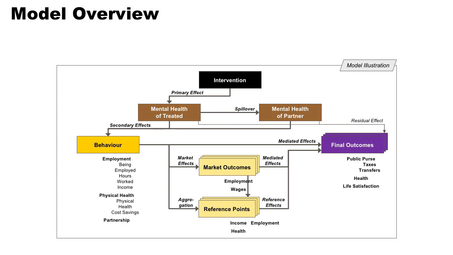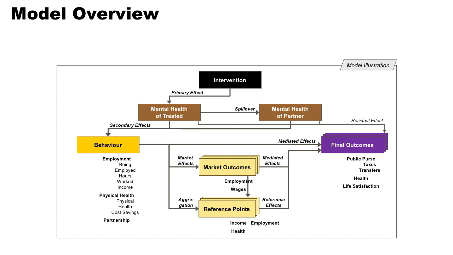Now, what's our overview then? I'm not going to talk too much about it, but I just want to give you a flavor of all the kinds of things that we want to draw in this study. So if there is an intervention, there's a primary effect on the mental health of the patients. That mental health of these patients has a direct spillover effect on their partner.